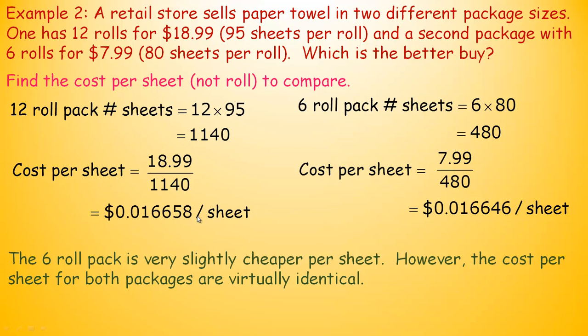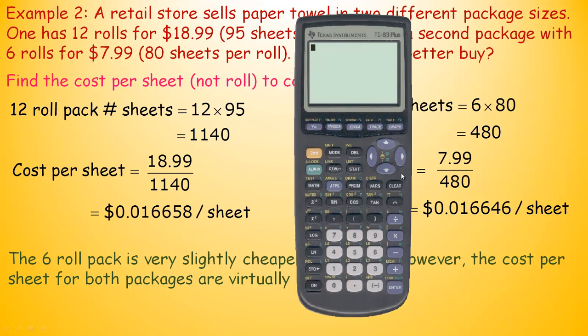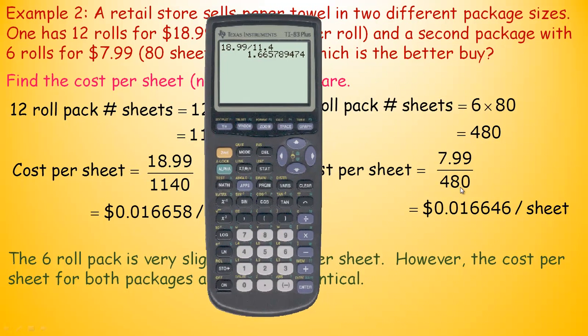Now, because the cost per sheet is so small, a slightly different way someone might do this is to find the cost of 100 sheets. Remember in the previous page I talked about the cost per 100 milliliters, the cost per 100 grams. So I would go $18.99 divided by, you see, 1,140 is 11.4 hundreds. So it's about $1.67 for 100 sheets. And the second one would be $7.99 divided by 4.8 hundreds, since 480 is 4.8 hundreds. So again, $1.67 compared to $1.66. So again, this one's slightly cheaper. That's how you would calculate the cost for 100 sheets.